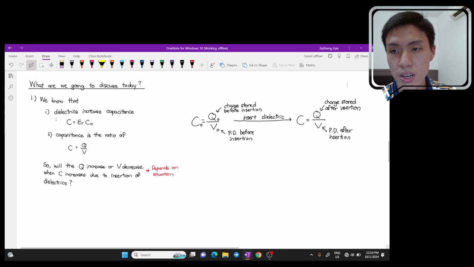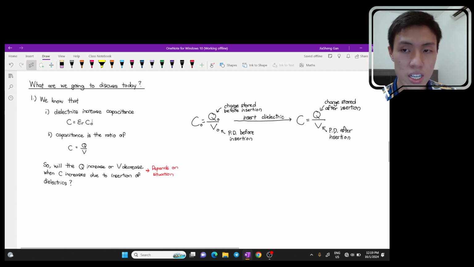We can represent it by this equation over here. C naught, with a naught at the bottom, means the capacitance before we insert the dielectric. Whereas if there's no naught below, that is the capacitance after we insert the dielectric. As we mentioned just now, insertion of a dielectric always causes the capacitance to increase. Therefore, after insertion, C will definitely be larger than before insertion, C naught. C is always larger than C naught.